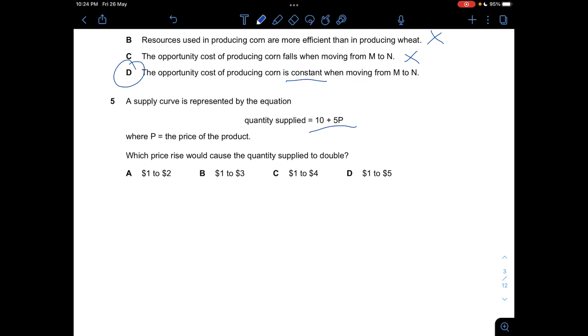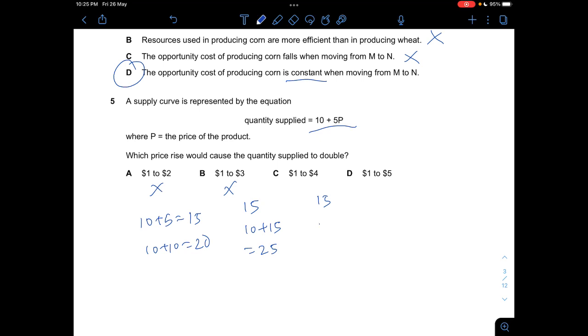So here let's try one by one. It says $1 to $2. Assuming that originally it's at $1, that means it's 10 plus 5, so it'll be 15. If we move to $2, that will be 10 plus 10, so we get 20. So this is not correct. Let's try B. B is also 10 plus 5, so we get 15. And for $3, we get 10 plus 15, so it's 25, which is also not correct. And then for C, it's also 15 for a start. And then for $4, that'll be 20.